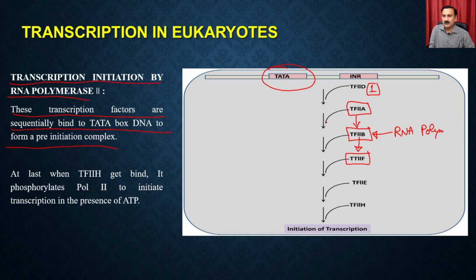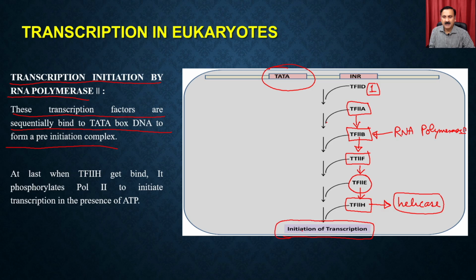So RNA polymerase 2 is going to bind, and then its TF2F is going to provide the binding site for the TF2E, and the TF2E is eventually going to allow the binding of the TF2H, and the TF2H is going to allow the recruitment of the helicases, and that's how it is going to start unbinding the DNA, and that's how it's going to help the RNA polymerase to initiate the transcription.